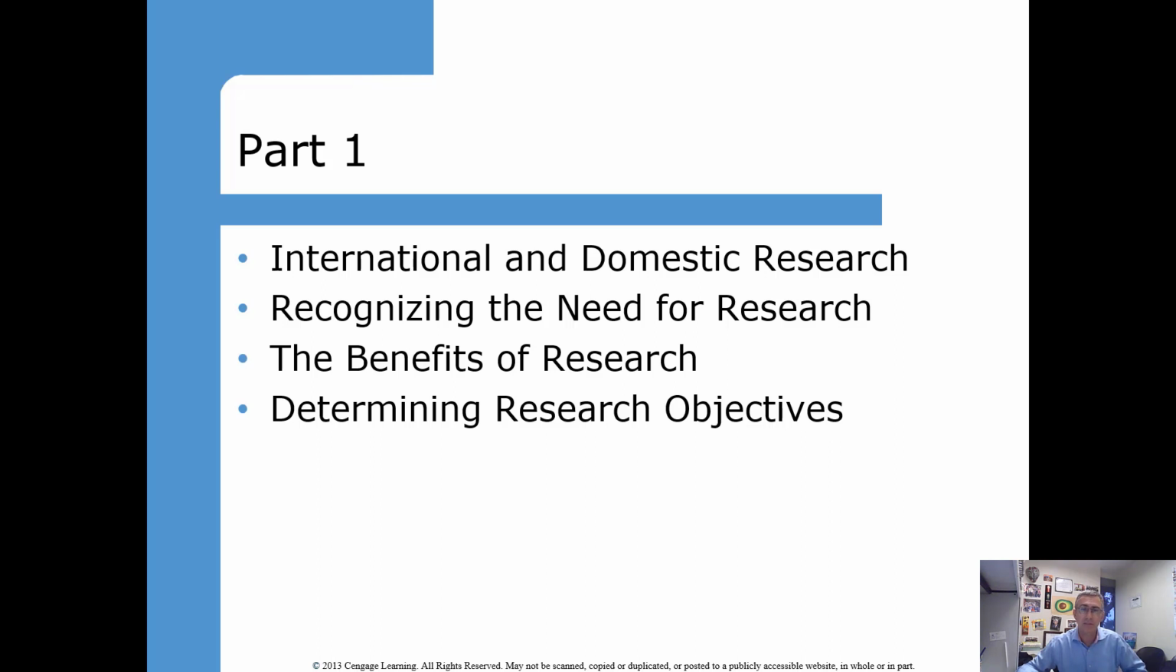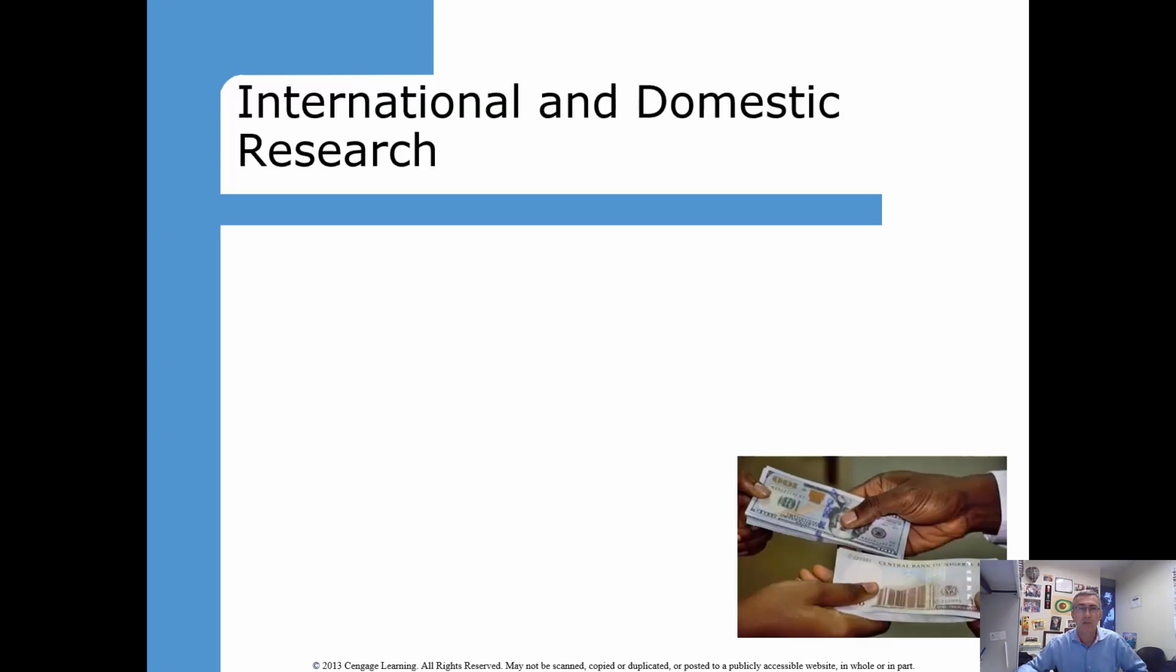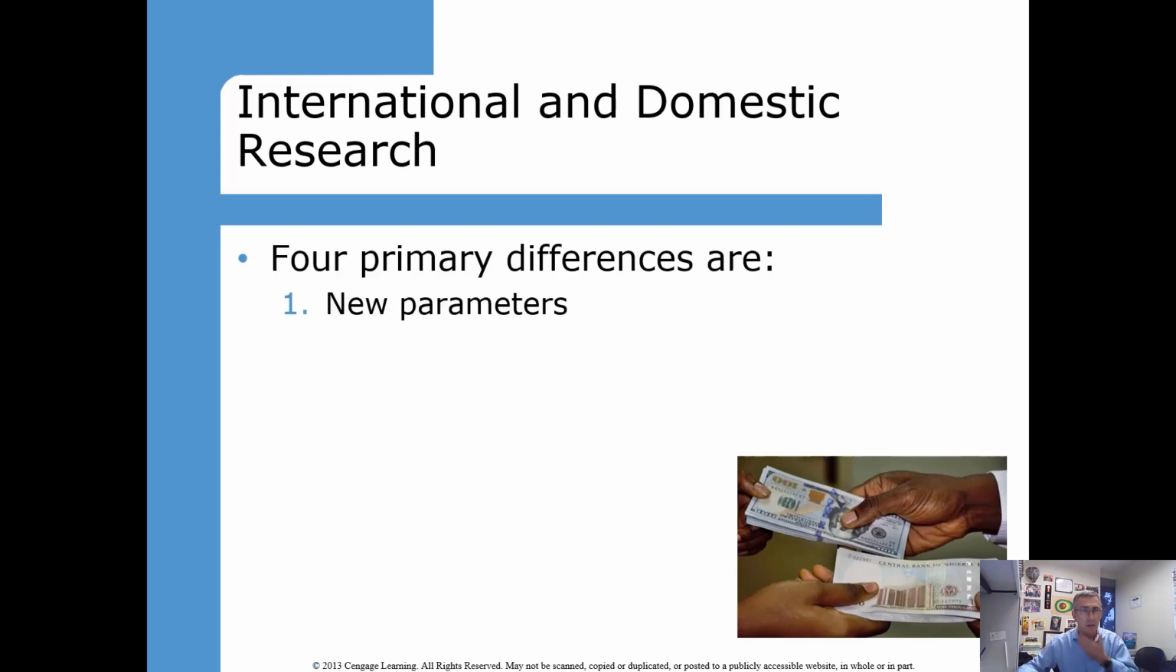Again, you'd be surprised how many multinationals just wing it. And then the benefit of research and the research objectives. Starting with international and domestic research, there are 4 key differences here. There are new parameters in this case for international, right? The parameters are going to be completely different.